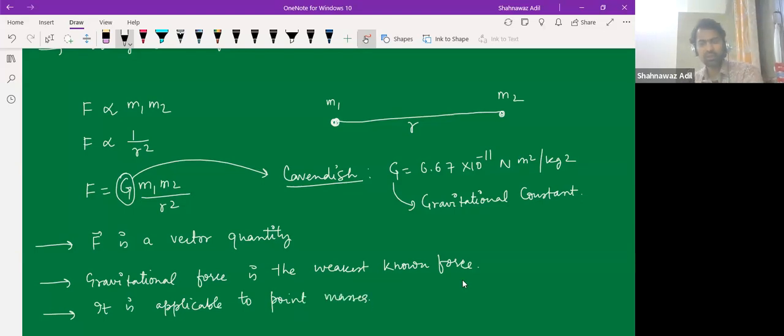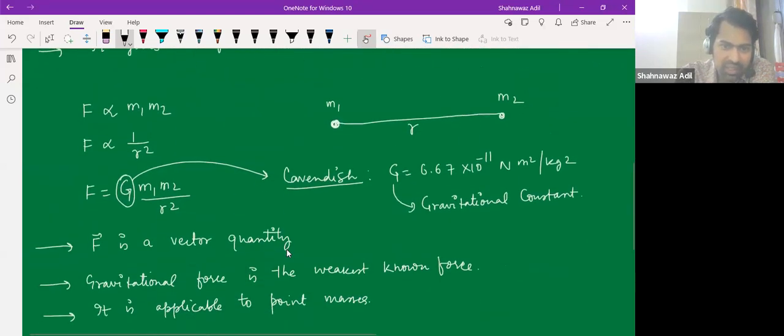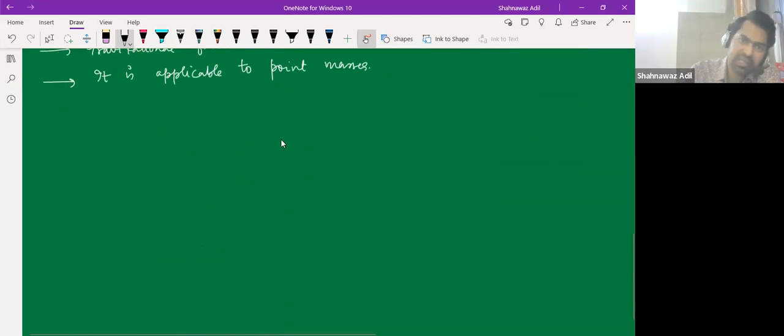right? But we have studied in the system of particles that there are systems of particles, right? So for those masses, for the spherical masses, for the symmetrical masses, we will use the idea of the center, right? Okay, so this is Newton's law of gravitation, and the second topic is the superposition principle.